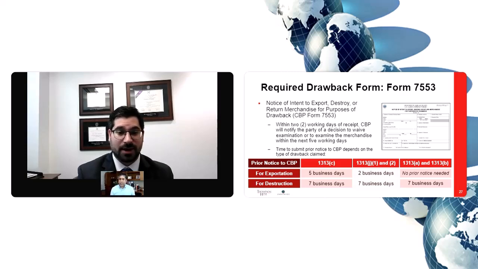But if you're filing a claim for rejected merchandise drawback, you would need to give CBP 5 business days advance notice. For destruction, as you can see, it's straight across the board, 7 business days. So that is what you would need to give CBP as you are about to go about filing your drawback claim. I think the natural question then becomes, where exactly do I file this drawback claim?